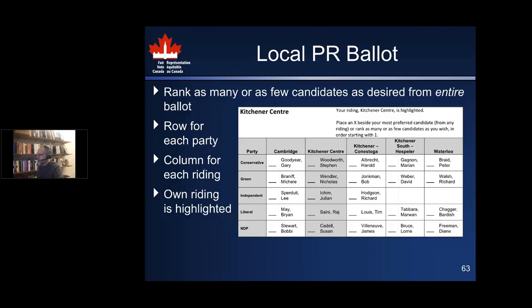I'm not restricted to my party. I can rank these candidates from one to as far as I want to go. And if I want to keep it like it is now, I just put an X beside my favorite candidate and call it good. But I would encourage everybody to rank at least several candidates.